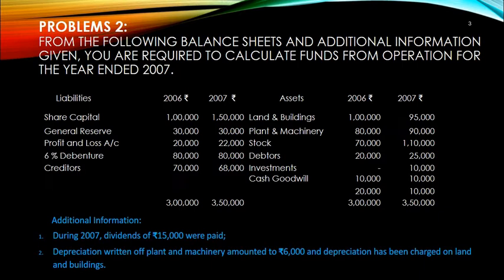They are saying that during 2007 dividends of rupees 15,000 were paid, depreciation written off plant and machinery amounted to rupees 6,000, and depreciation has been charged on land and buildings. Take a clear look at the balance sheet here. On the asset side we have land and buildings, plant and machinery, stock, debtors, investments, cash, goodwill. On the liability side we have share capital, general reserve, profit and loss account, 6% debentures and creditors, along with the additional information. So we need to find out the funds from operation for the year ended 2007.